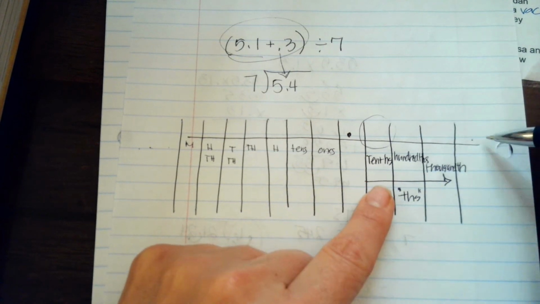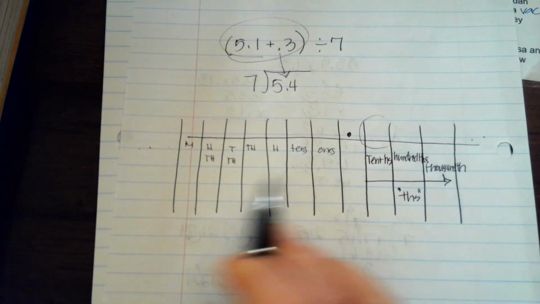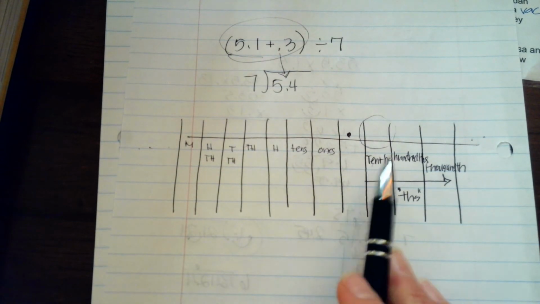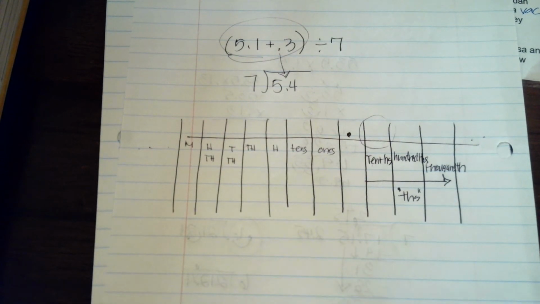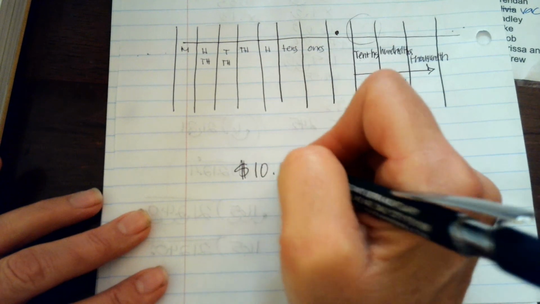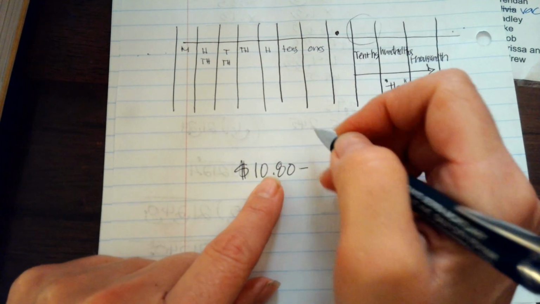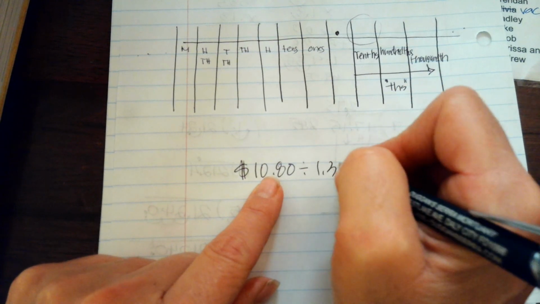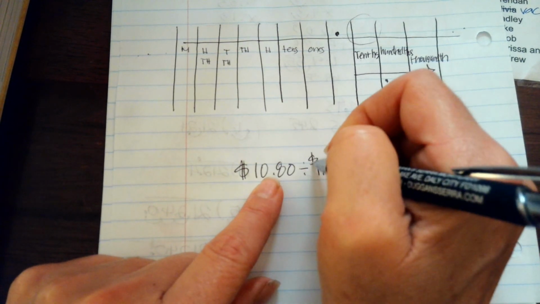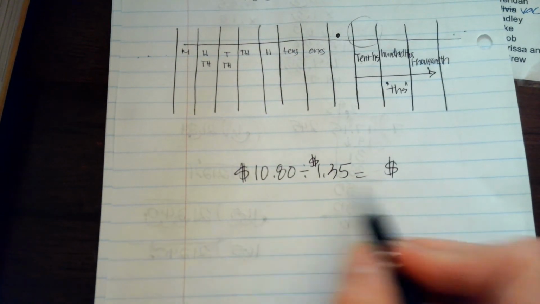10,000ths, 100,000ths, millionths, and it keeps going. Same as this, except there's no such thing as a oneths. Okay, when you are talking about money, so if you had $10.80, then your answer would have a dollar sign in it, but you would handle it the same exact way.